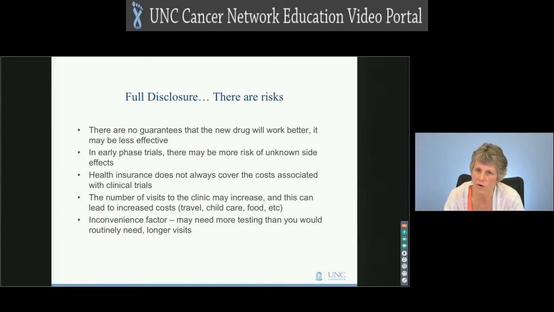But again, there are no guarantees. We tell them that up front. All of our consents tell them that they may not get benefit. We want them to understand fully what they're about to sign up for.